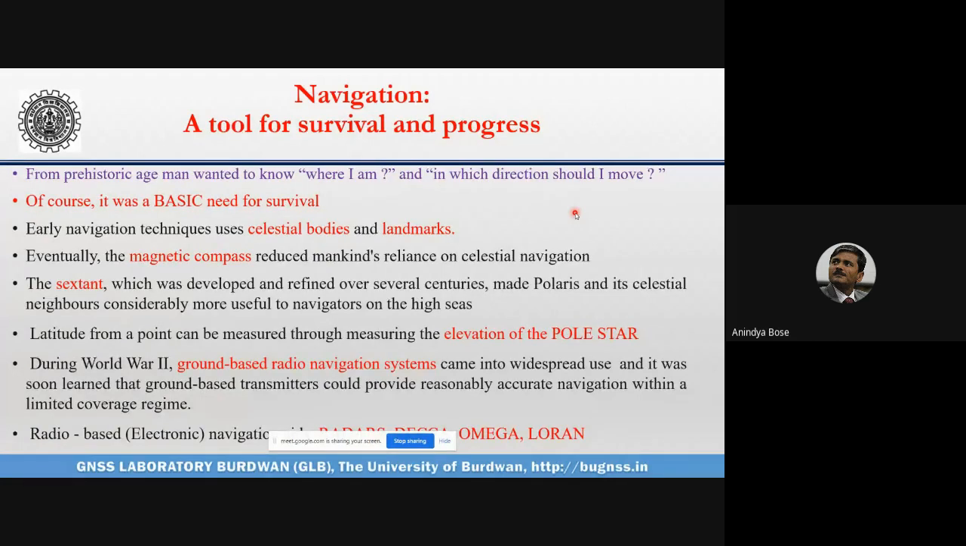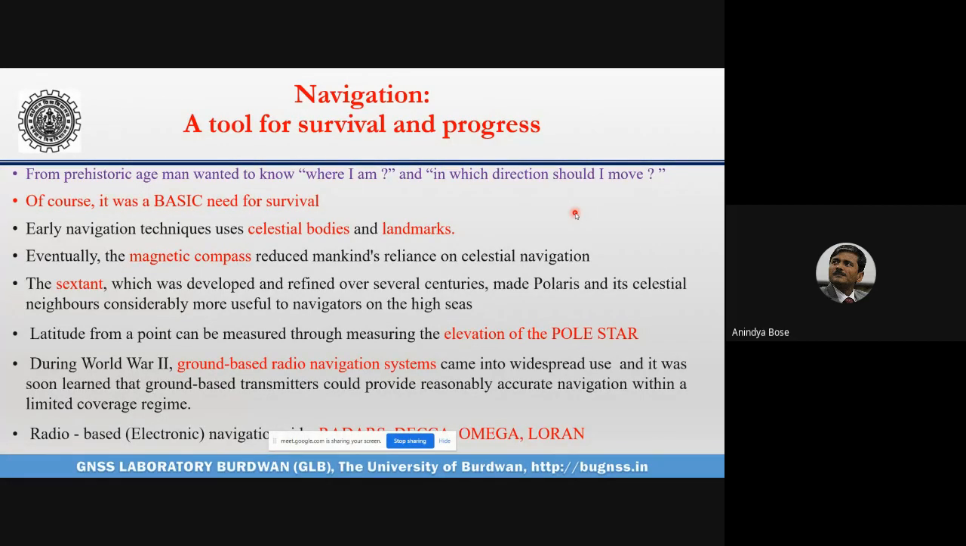And you must be knowing that even today, inside cross country races, beside the driver's seat, there is a seat which is called the navigator's seat. The navigator is responsible for finding out the direction, the path to the destination. Obviously, in case of ships, they have their own very important place. Then came the sextant, which was developed and refined over several centuries, and made Polaris, the pole star, and its celestial neighbors considerably more useful to navigators in high seas. Latitude of a point could be measured through measuring the elevation of the pole star.